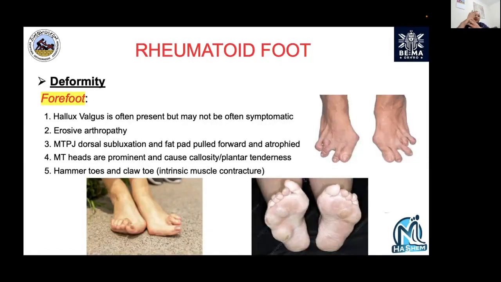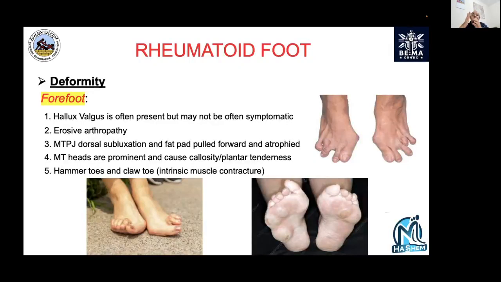Because the plantar plate has gone, the main strut to stop the hyperextension of the MTP joint has gone. The MTP joint will go into hyperextension, and the flexor tendon will still be pulling, and that's why you will see hammer toes or even claw toes. So again, the problem is in the synovium: polyarthralgia, polyarthritis, inflammatory arthropathy, which is erosive arthropathy.